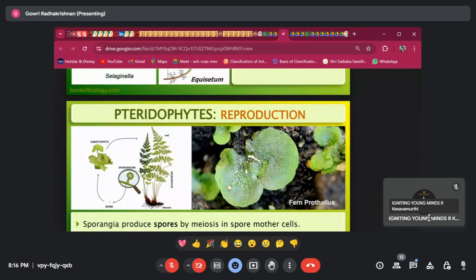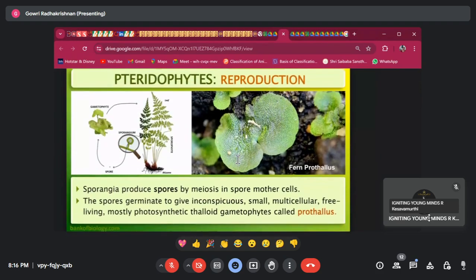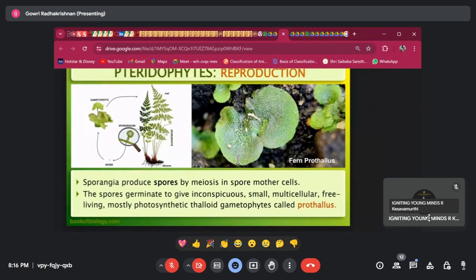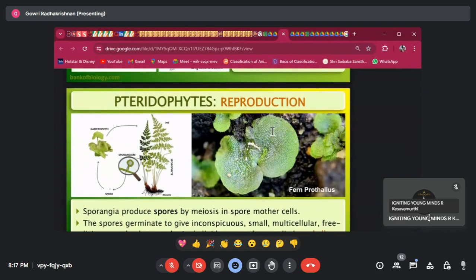Strobili is plural and strobilus is singular. And the sporangia produce spores by meiosis in spore mother cells. The spores germinate to give inconspicuous, small, multicellular, free-living, mostly photosynthetic thalloid gametophyte called prothallus. You can see the fern prothallus here. This is how the fern prothallus looks.